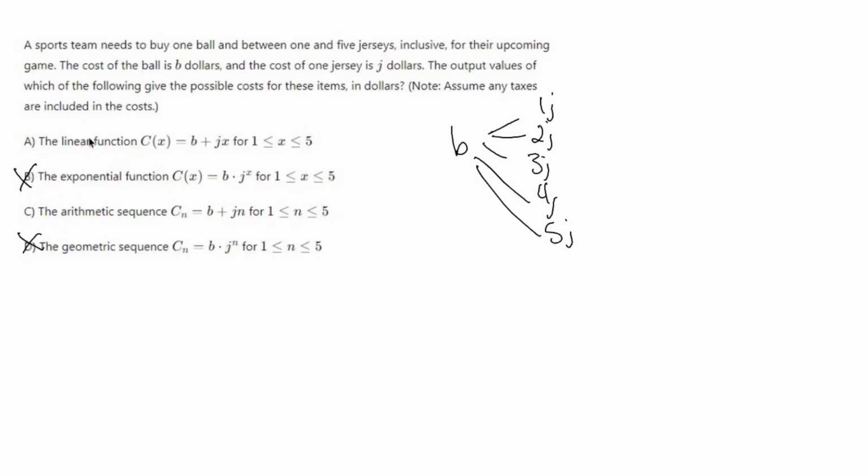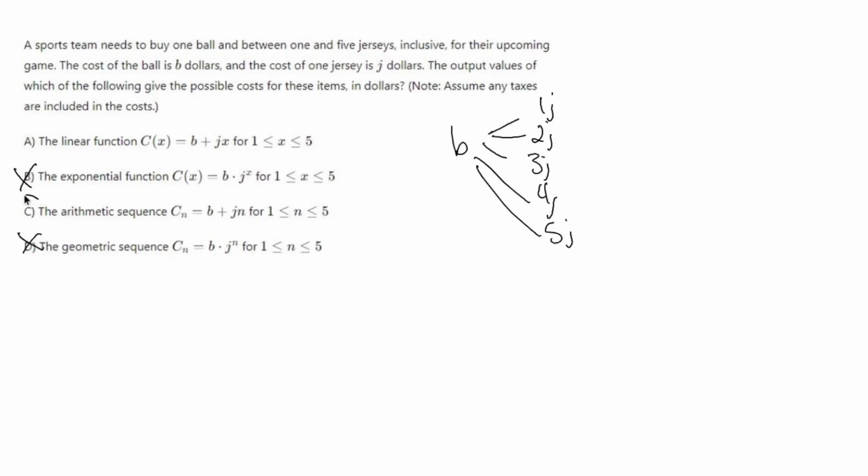Now, you might be looking at A and C and say, these are the same thing, but technically, if it's linear, we could say something to the effect of X being how many jerseys we can buy. If it's linear, technically a linear function allows for decimals, whereas an arithmetic sequence is talking about the nth term of a sequence. You wouldn't say, hey, let's focus on that 1.5 term. No, you would only focus on the first term, second term, third term, fourth term, fifth term.